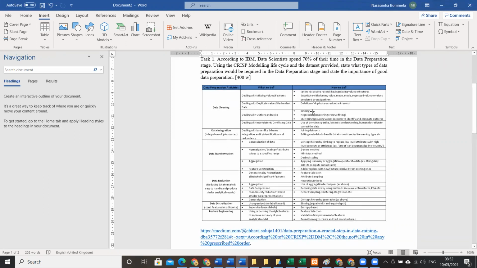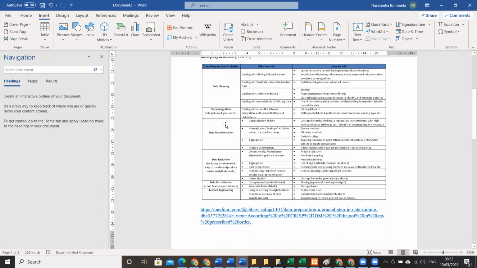As a conclusion, for task one, you will be explaining what data preparation activities you are going to use, and you speak about these activities by giving a subheading of this name, and you explain what kind of activities you perform on that.